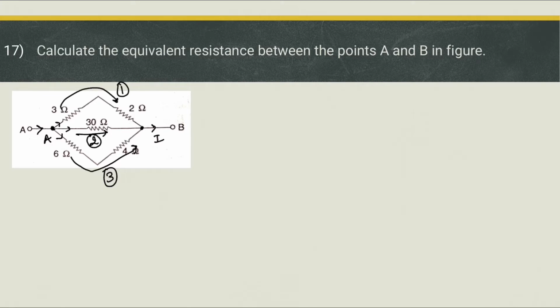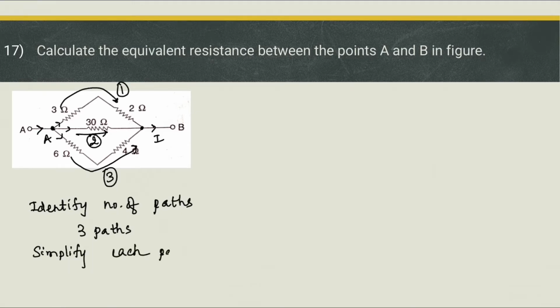So as we already know, if between the 2 points there is a network of resistors, first we identify the number of paths. That we already did. How many paths are there? 3 paths. Next, simplify each path. And we know that all resistors connected on a given path are always in series.